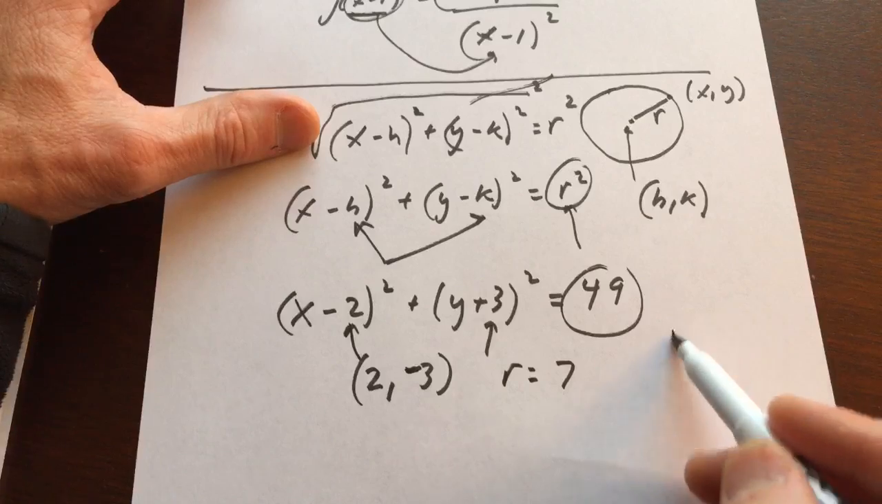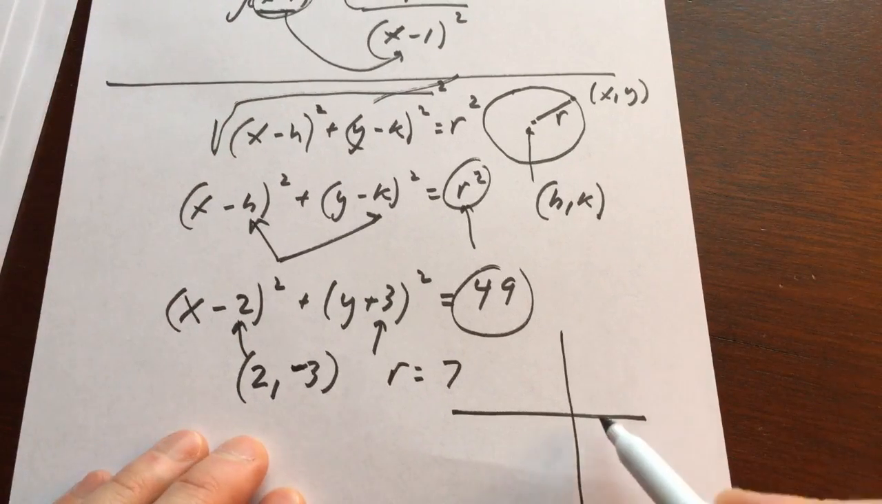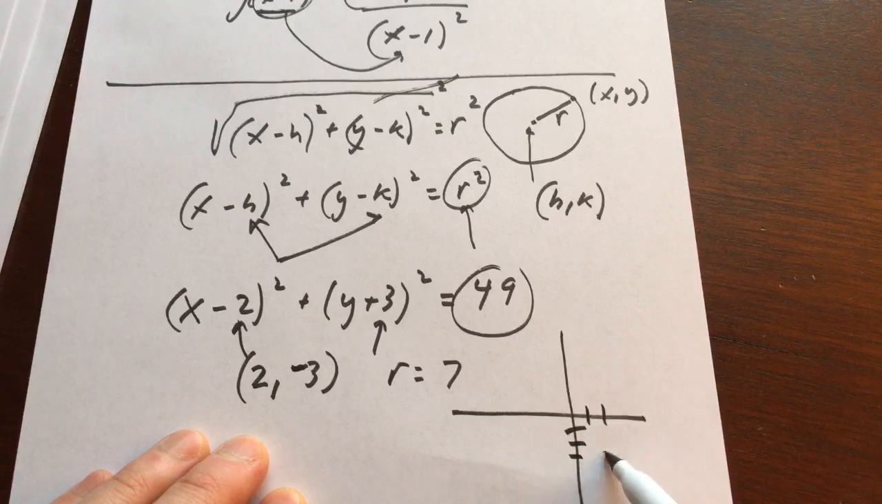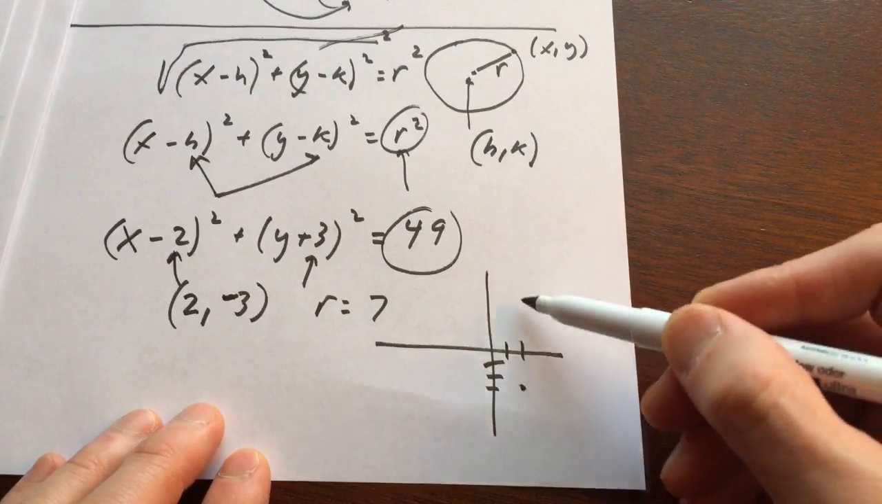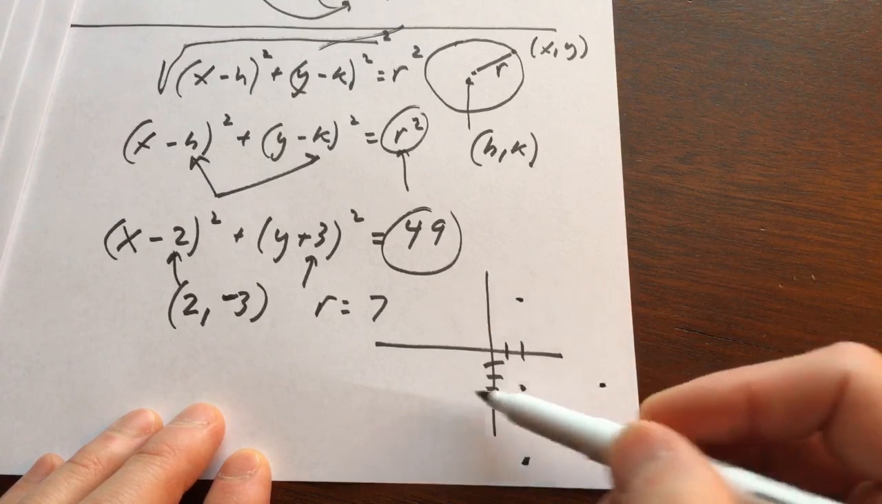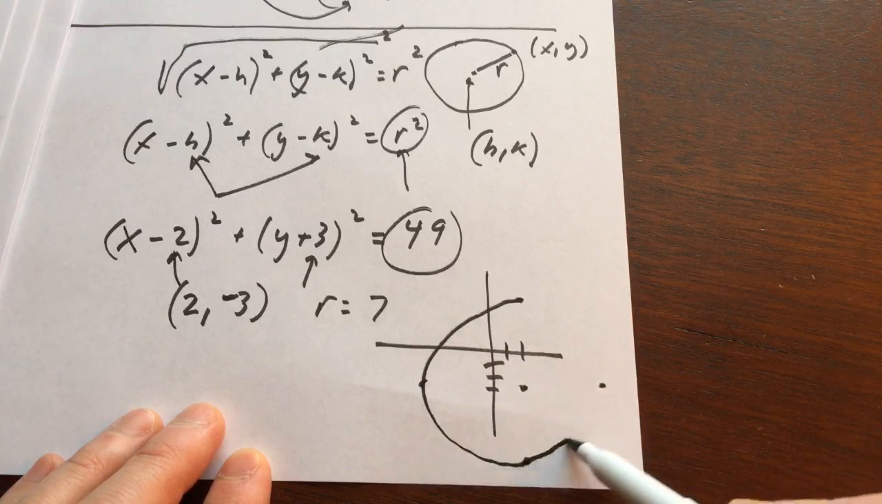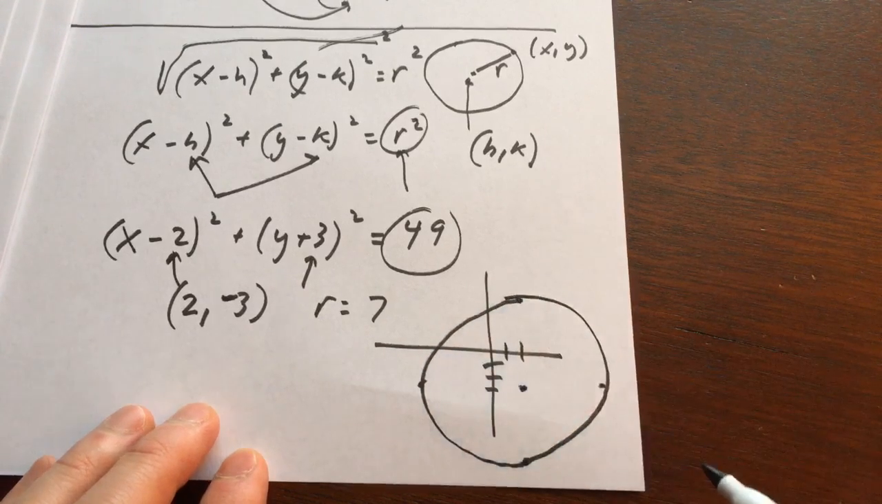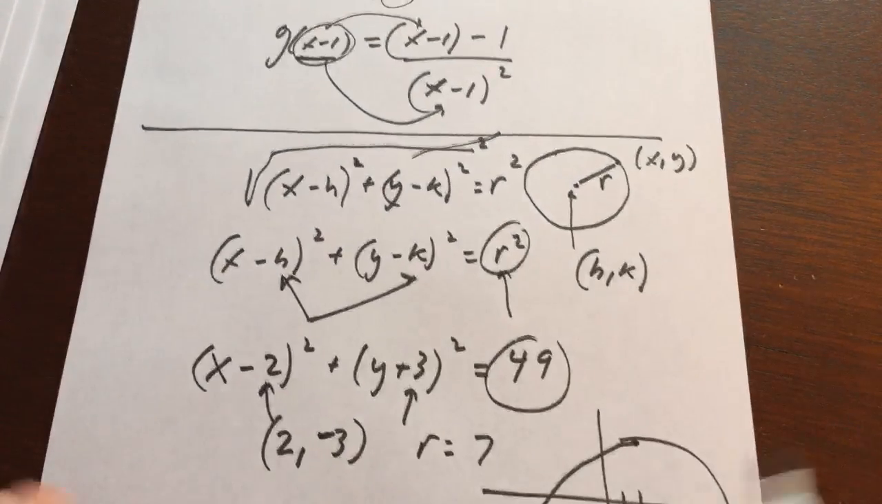And if you wanted to graph this, I'll just draw a quick sketch for us over here. You guys can see this. It's going to be right 2, down 3. That's your center. And from here you would go up 7. I'm just going to estimate. Down 7, right 7, and left 7 from that center point. And by doing that, that'll allow you to get a pretty good sketch of your circle like that. And you got it.